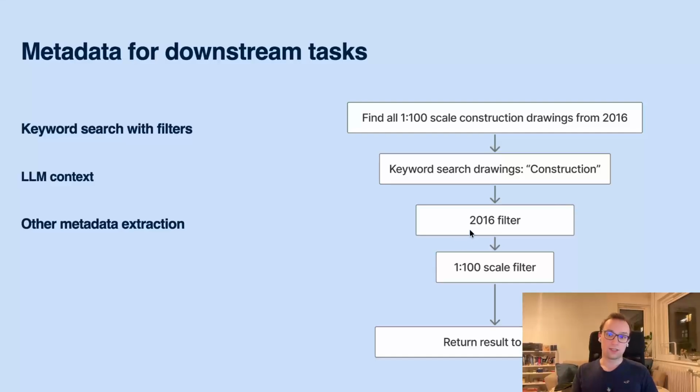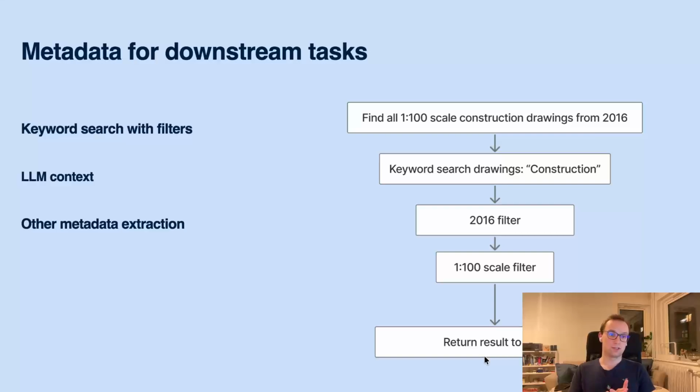You can then use the date that you extracted, right? You can do a filter on 2016. You can then filter on the scale that we extracted, and then we'll find the correct results for the user. So it's basically super valuable when it comes to finding the right information. If you know you need or can filter on certain pieces of information, such as scale, date, the type of drawing, the sheet size, etc., then extracting metadata is super valuable.